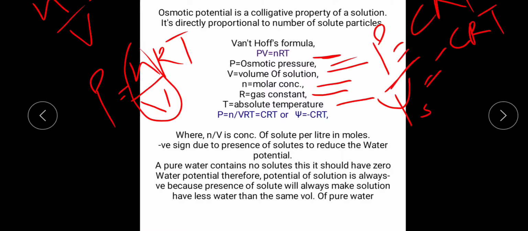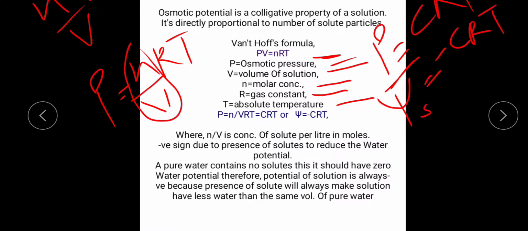So C is the concentration of the solute per liter in moles. The negative sign is due to the presence of the solute, which reduces the water potential. Pure water contains no solute, so it has a zero water potential. Therefore the potential of a solution is always negative, because the solute will always make the solution have less water than the same volume of pure water.